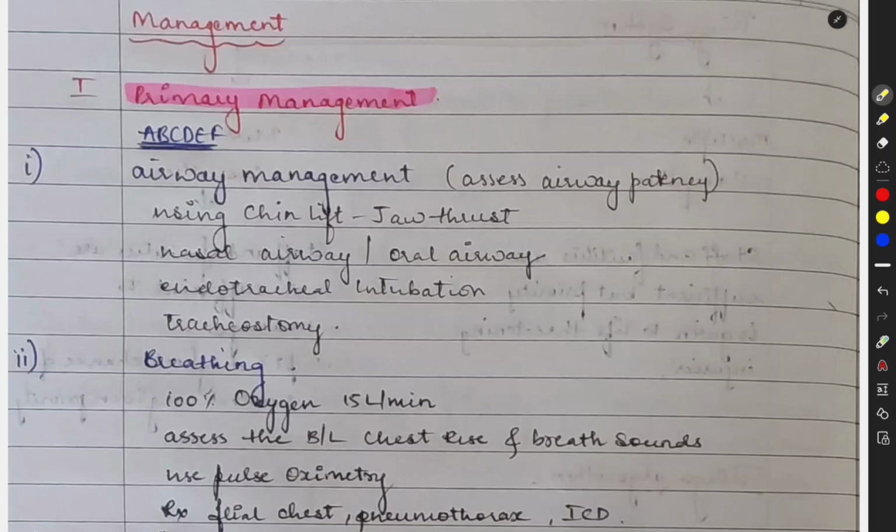In primary management, the most important thing is maintaining A, B, C, D, E and F. A comes for airway management. This is to assess the airway patency in the patient. This is done by using chin lift and jaw thrust maneuver. Nasal airway and oral airway are assessed. Then endotracheal intubation and tracheostomy should be done.